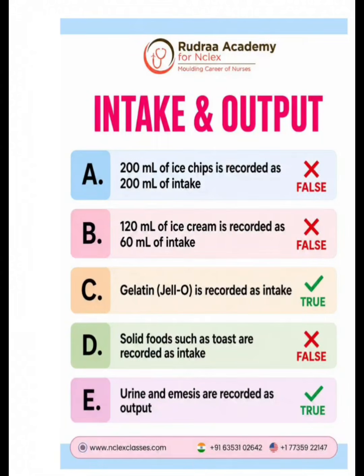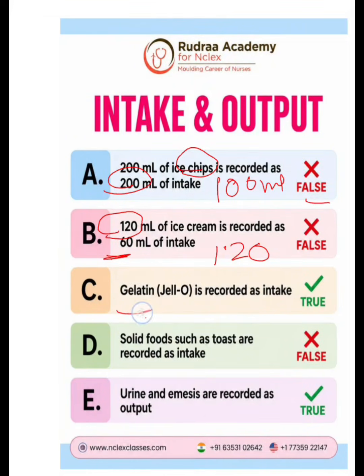Now look at the options here. 200 ml of ice chips is recorded as 200 ml of intake. That is actually wrong. Why? Because we just talked about 50% of ice chips will be documented as intake. So the correct answer is going to be 100 ml. For ice cream, full measured volume will be considered as intake. So if the patient has taken 120 ml of ice cream, the total intake is going to be 120. So here this answer is wrong.